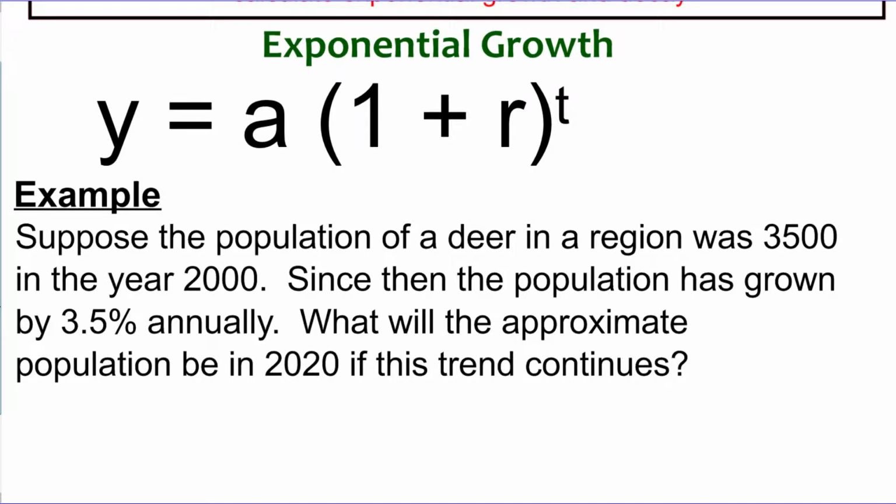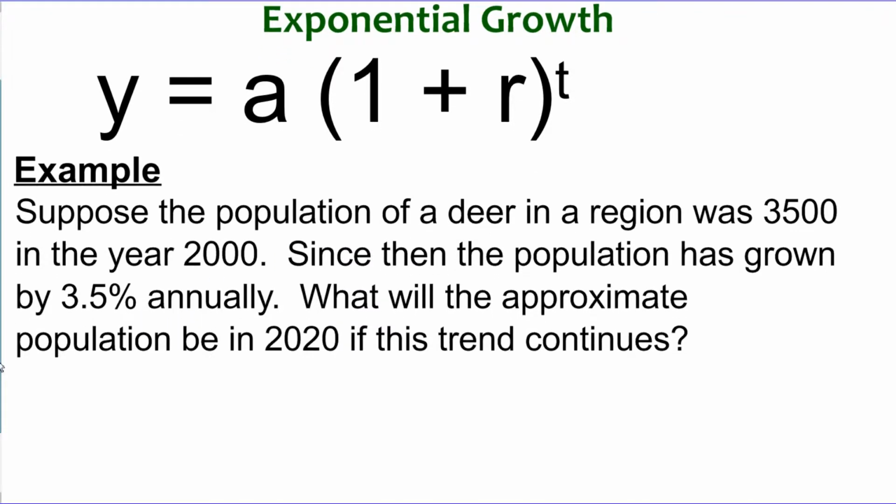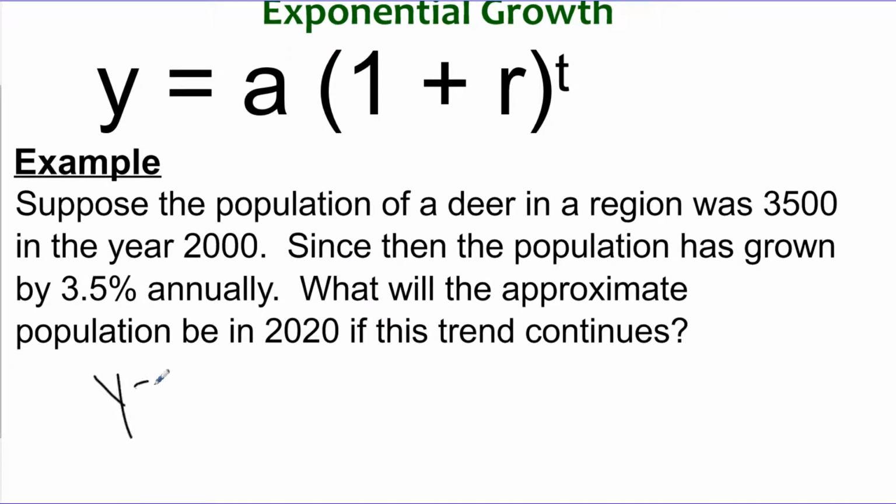So we're going to write an exponential growth model by saying y equals, my starting value was 3,500, so I'm going to say 3,500 is a, okay? 1 is always 1 because that's neutral. That is when we have no increase or no decrease, we multiply by 1, right? And then the rate in this case is going to be my percentage, but it's going to be in decimal form.